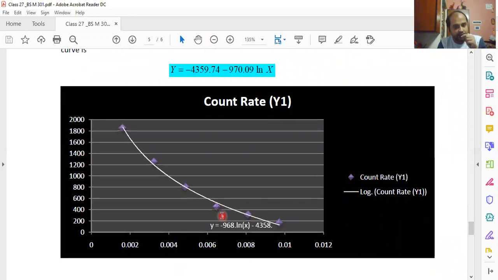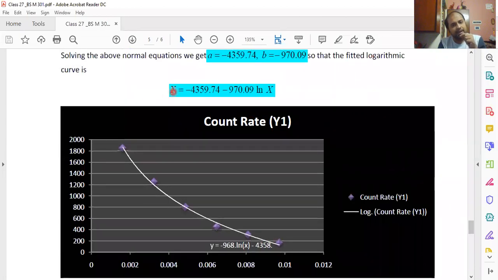See what is happening. What did I get? I get minus 4358. Let us check whether it is coming or not. Yeah, approximately the same: minus 4359.74. This particular value is much more exact than this one. This has been done by the software, and this has been done by myself. So you see the difference, but I can treat my minus 4359 as minus 4358, not a big issue. And 970.09 was my value of b. They have got 960, no problem.